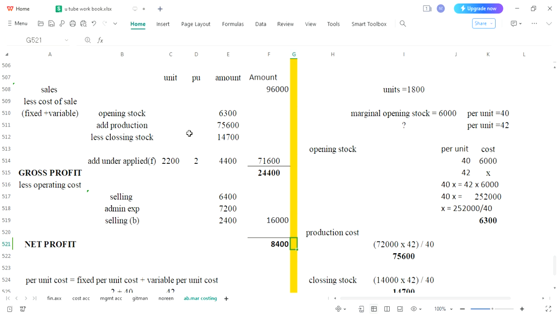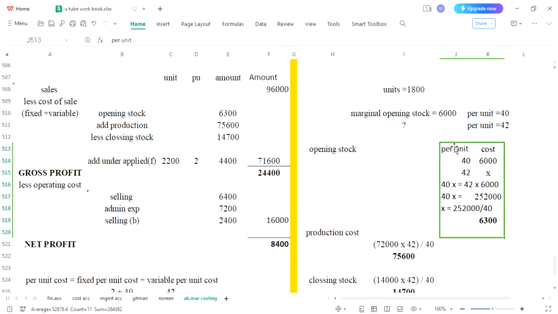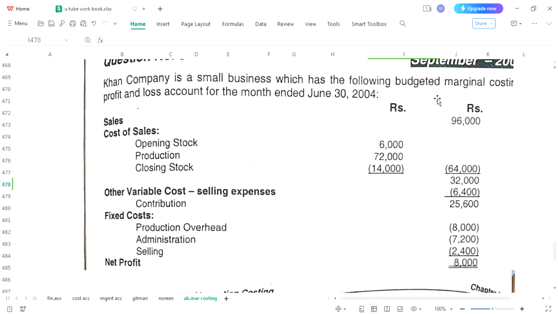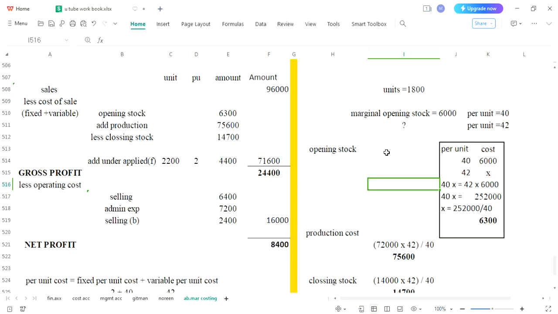What is the conclusion in this question? What is important part of this question? That is this. If you keep this calculation in your mind, you will be able to understand this question. The difference was marginal costing, and under marginal costing, opening stock, production and closing stock are written without fixed cost. So what we have done, we have changed these stocks and production cost and closing stock from marginal costing to absorption costing, just adding fixed cost.